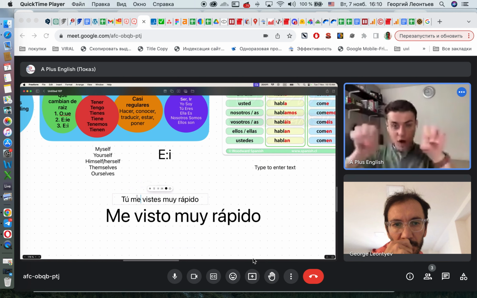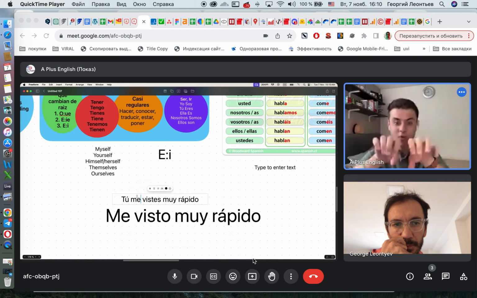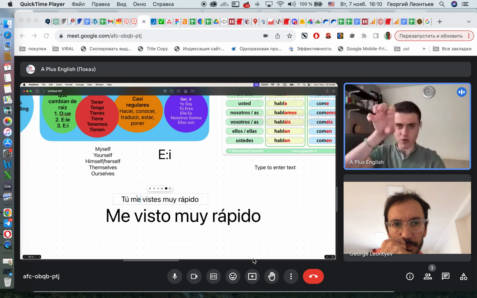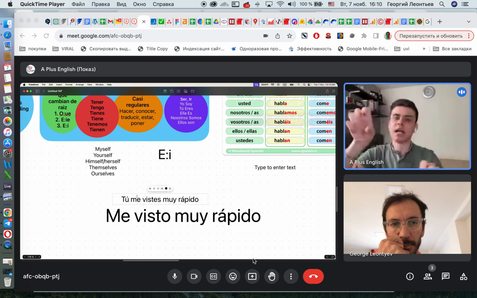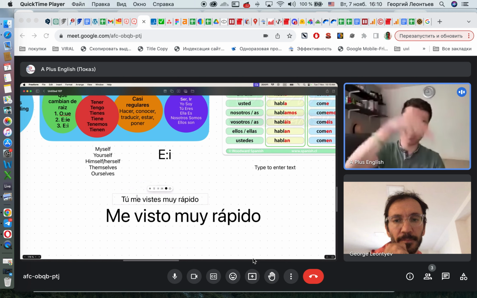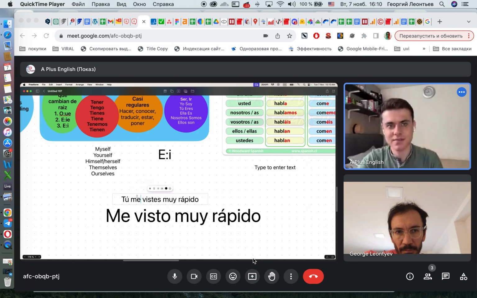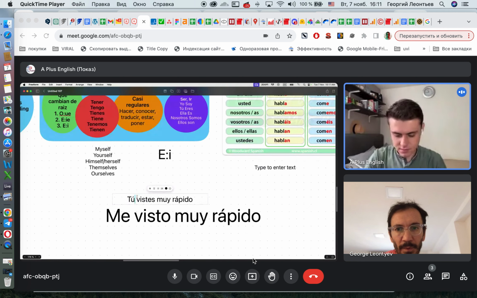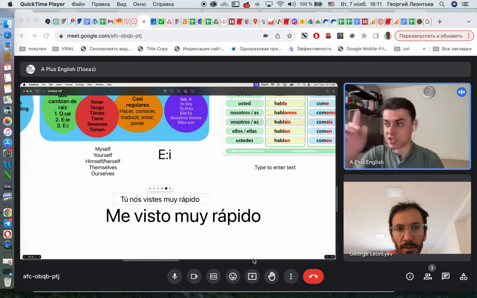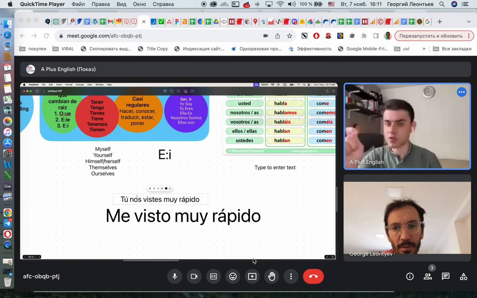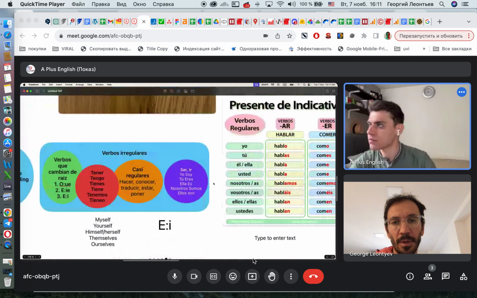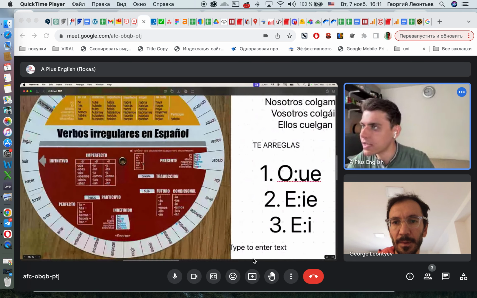So when the two are agreeing, it's reflexive. When the two disagree, and this one is for yo, and this one is for tú, this means that you're doing the action to him. You're doing the action to them. You're doing the action to us. Okay? So you have to be careful with that, because a lot of students get confused. If you say tú nos vistes, it means you dress us very quickly. Because the se for nosotros is nos.